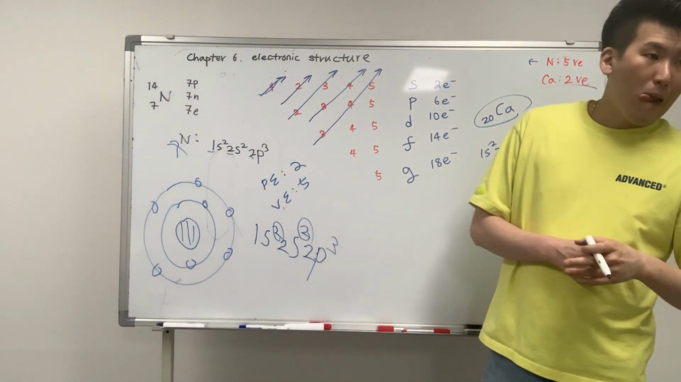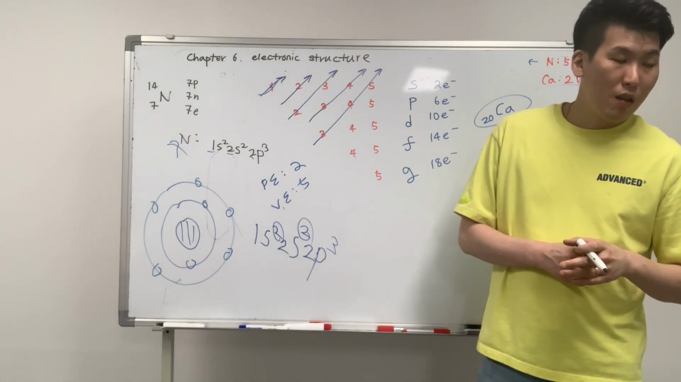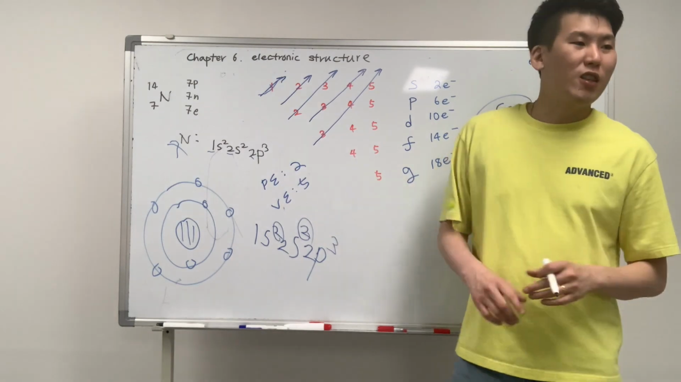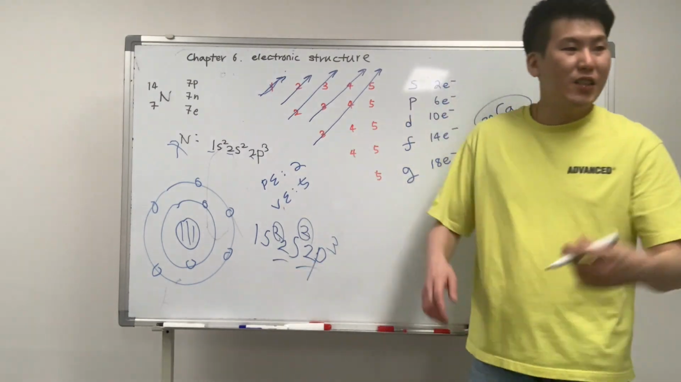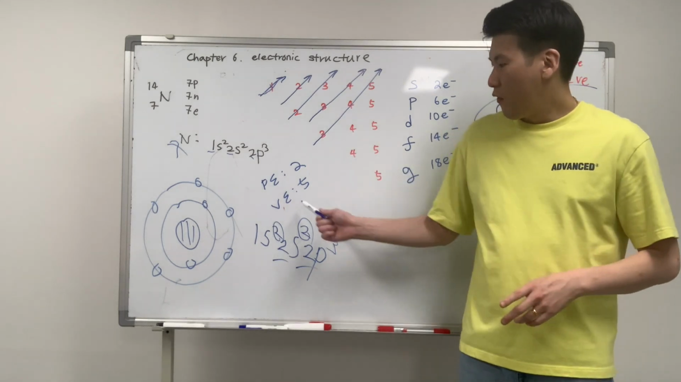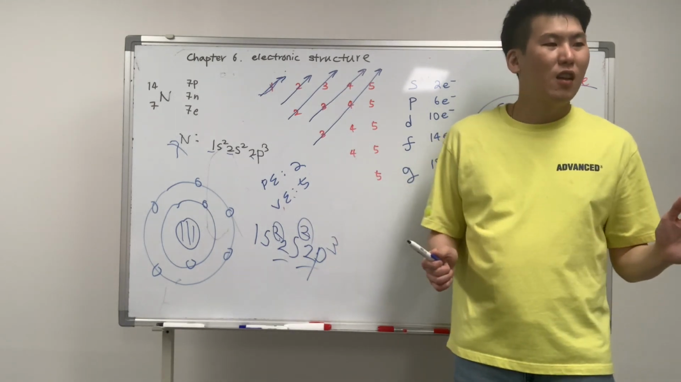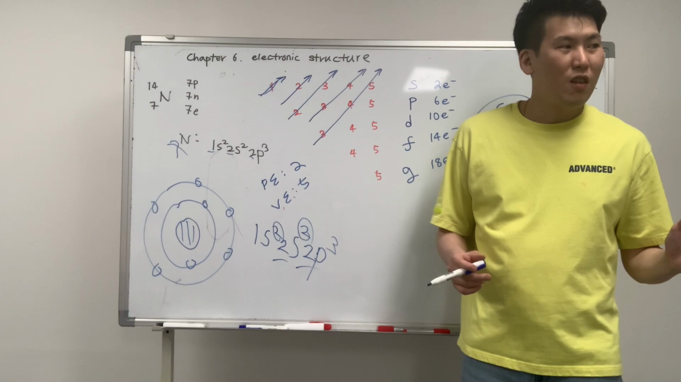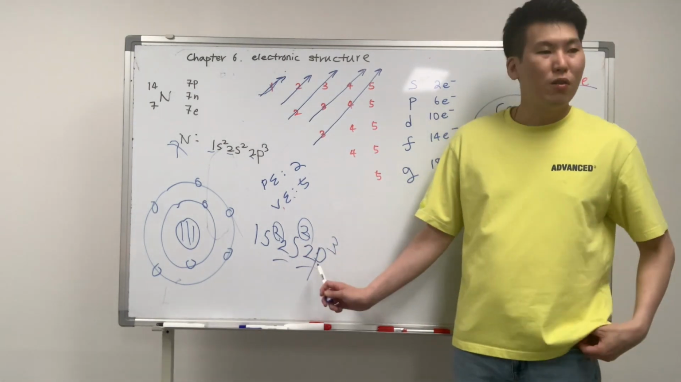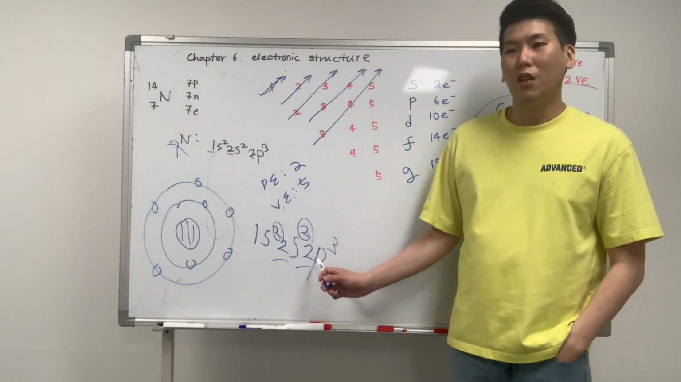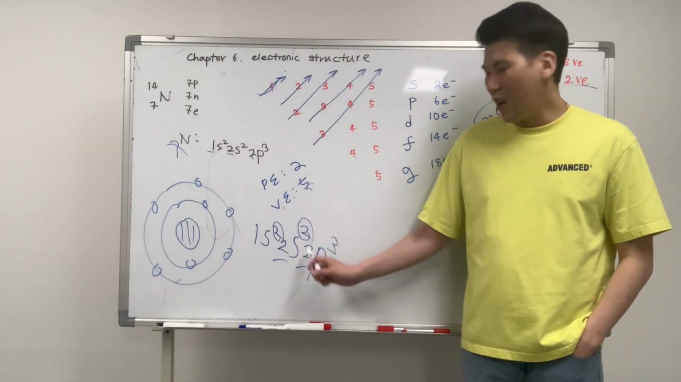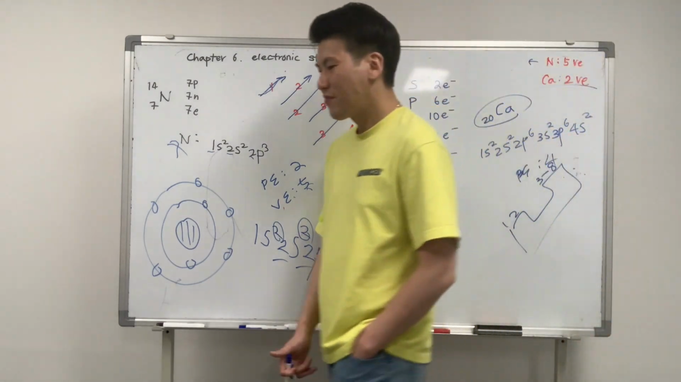And then the PE, what did PE stand for? Principal energy level, the highest energy, the highest, outermost circle. And VE is valence electrons, the number of electrons. So in this case, the highest energy is 2, principal energy level is 2. In there, we have 5 electrons, right? So you can think of S and P something like this.